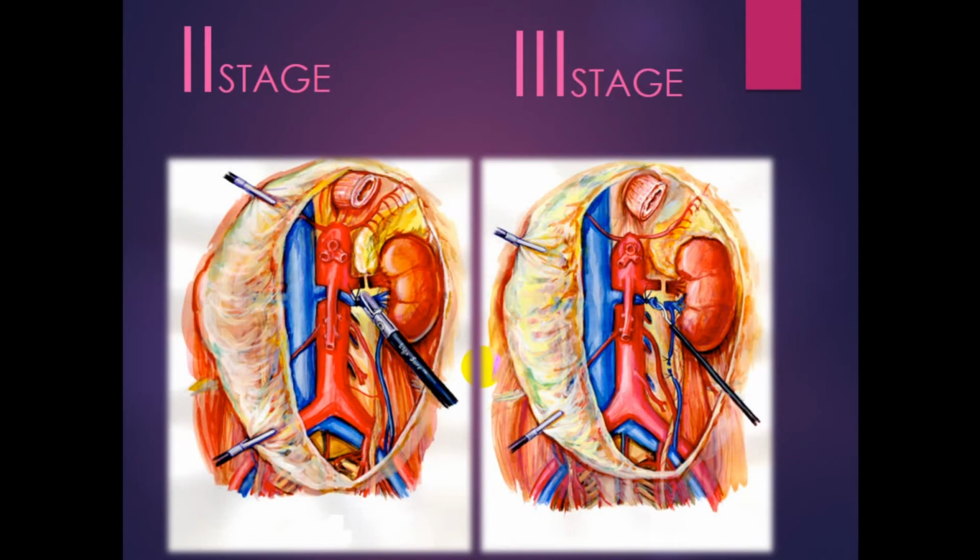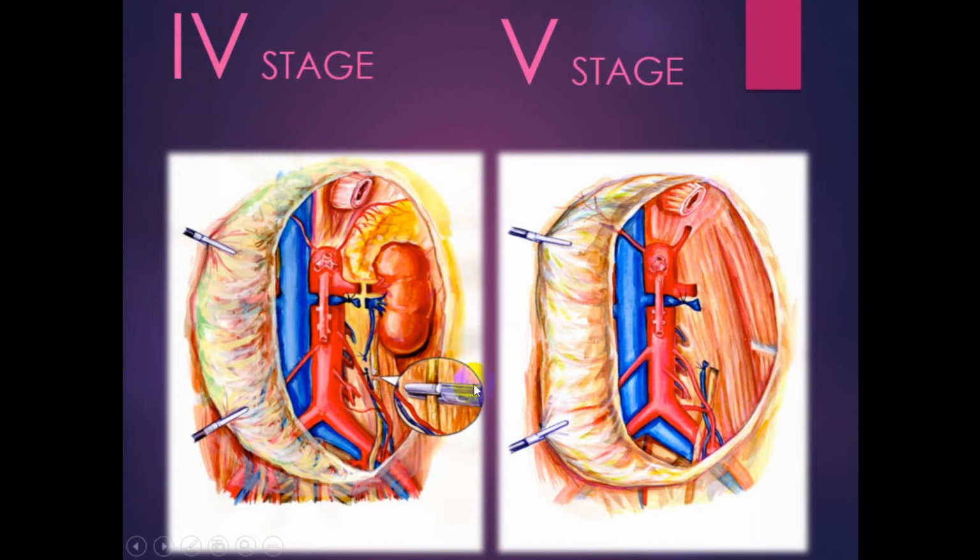The first stage was described earlier. This is the second stage of the operation: clipping of vessels. The third stage is cutting, incision of these vessels to remove the kidney. The fourth and fifth stages are when the kidney is removed. You should know that first you incise the artery, next the veins, and the ureter is the last one.